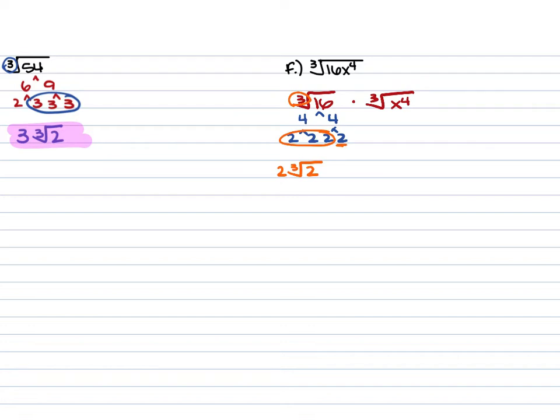For the cube root of x to the 4th power, I'm going to do x to the 4th power divided by 3. It gives us x to the 1st with a remainder of 1. So that's x with the cube root of x. From here, I'm going to multiply the 2 and the x since they're on the outside. And then underneath, we have the cube root of 2 times x. 2 times x is 2x with the cube root of 2x.